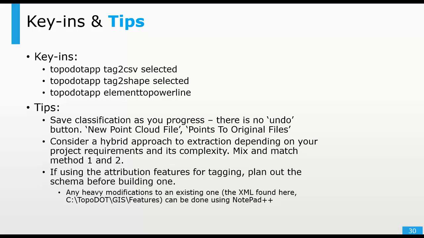And if you're using attribution features for tagging, plan out a schema before building one. Any heavy modifications to an existing one could be done using something like Notepad++ or Notepad. That XML file that the schema is associated with can be found in the C drive, TopoDOT.gis, under the features folder.